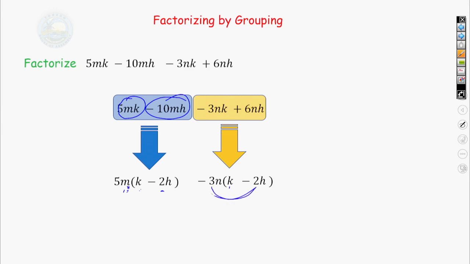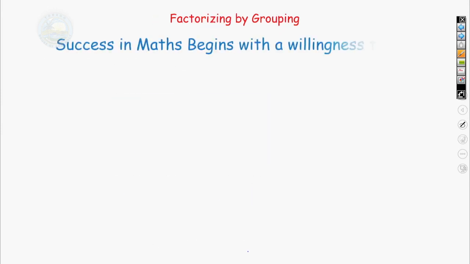Remember, if signs are the same, answer is positive. Check our laws, check our video on integers to give you some further guidance. And here we have common factor here is k minus 2h. We take that out. We have k minus 2h into 5m minus 3n. And that is us completely factorizing utilizing the grouping method.